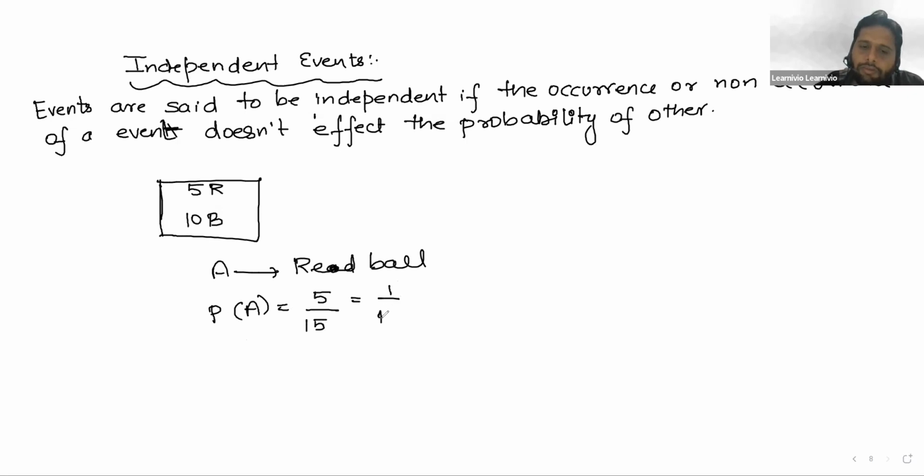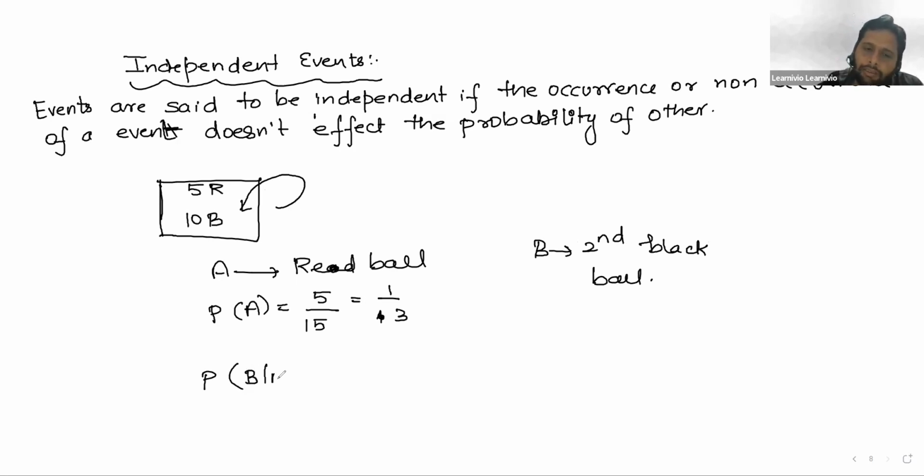Okay, 1 by 3. Now, what we have done, we have drawn this red ball and again replaced it in the same bag. So the question is, we have drawn a red ball, we have checked its color and again replaced it in the same bag. Let B be getting a black ball, the second black ball. Second means the second time when we are drawing a ball. B is this event.